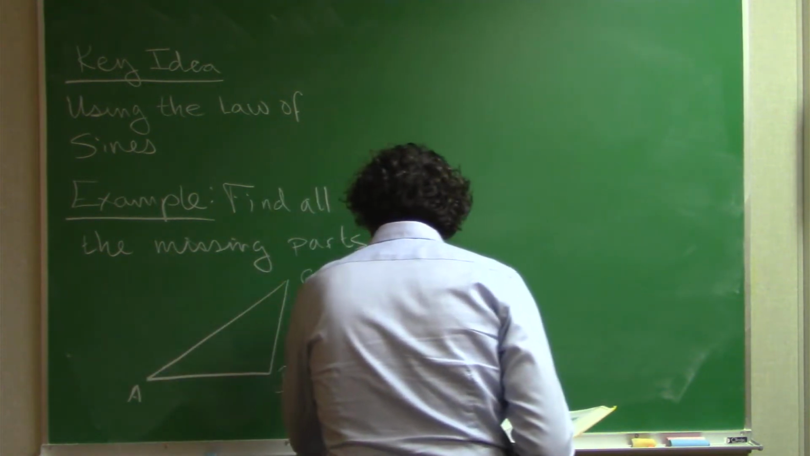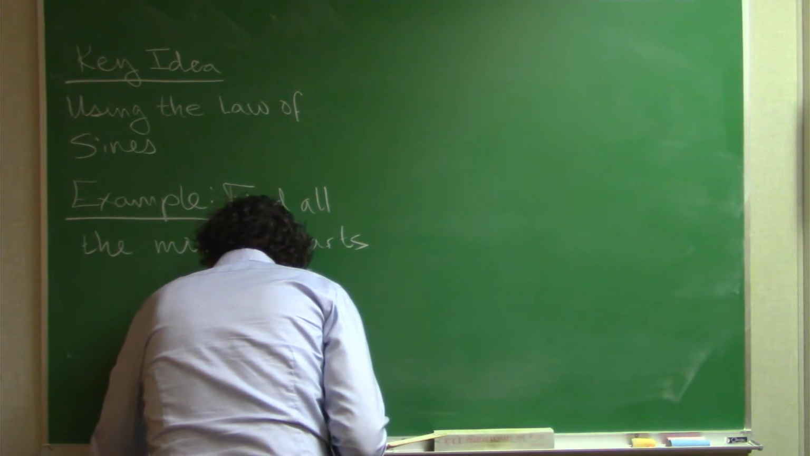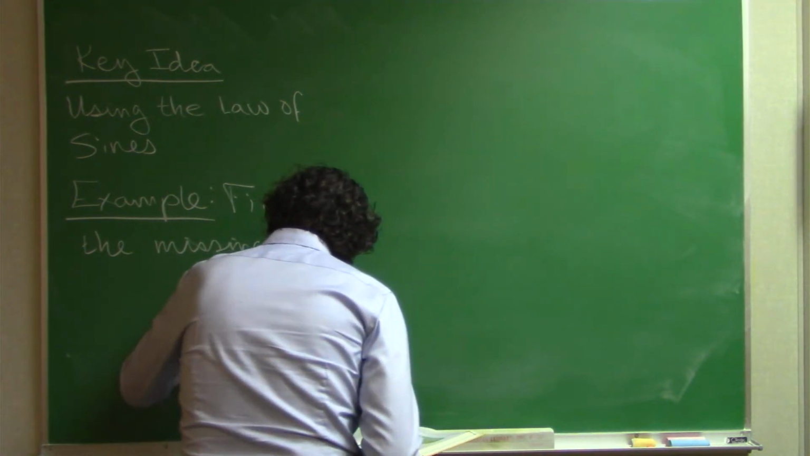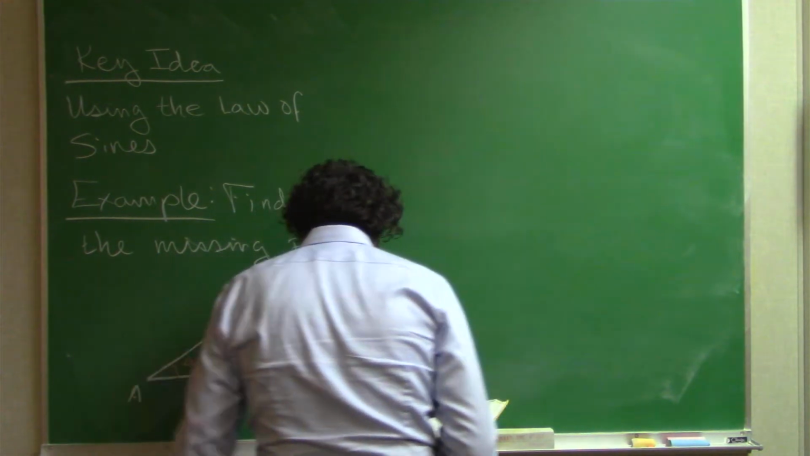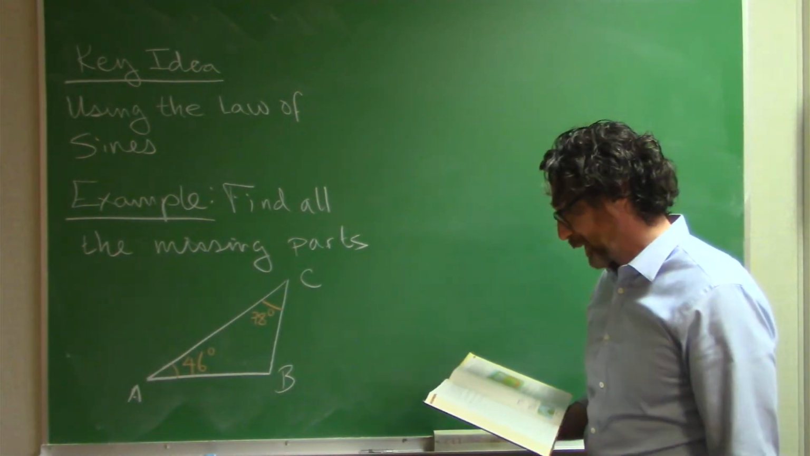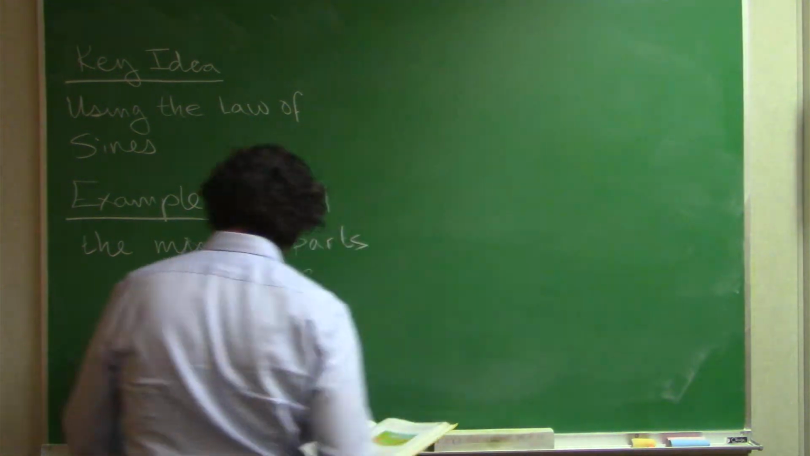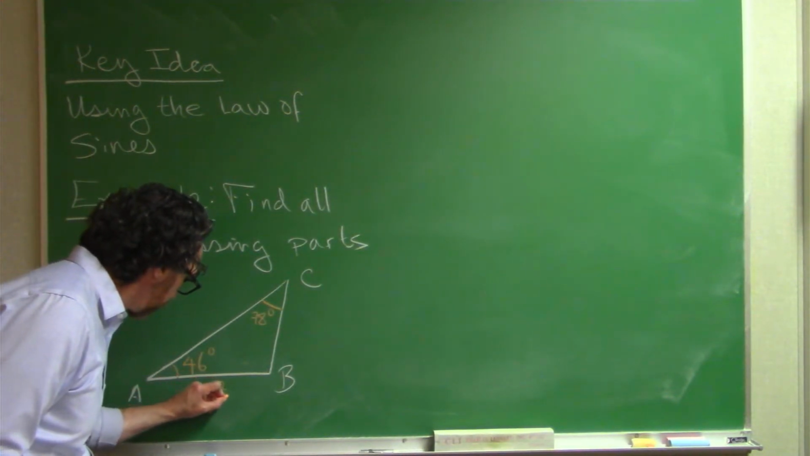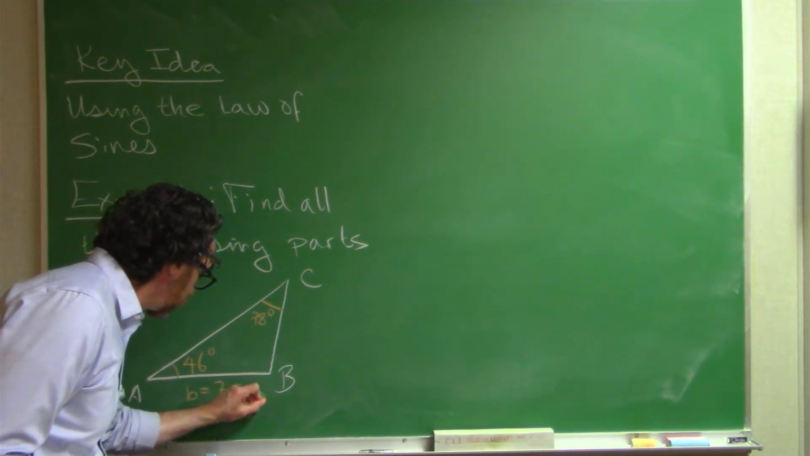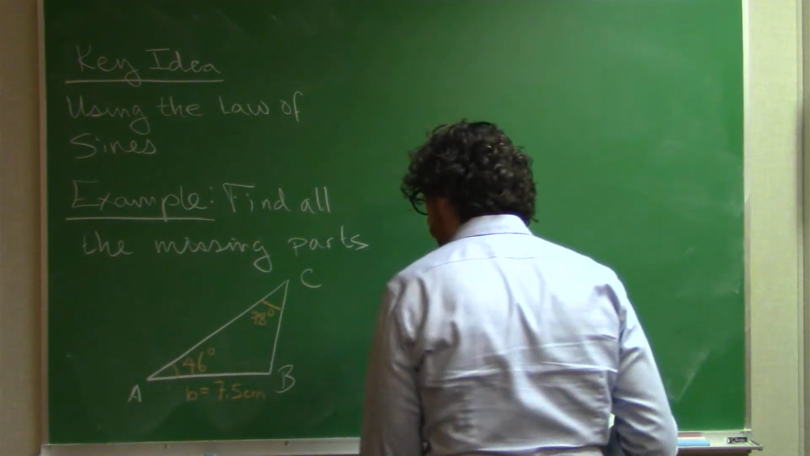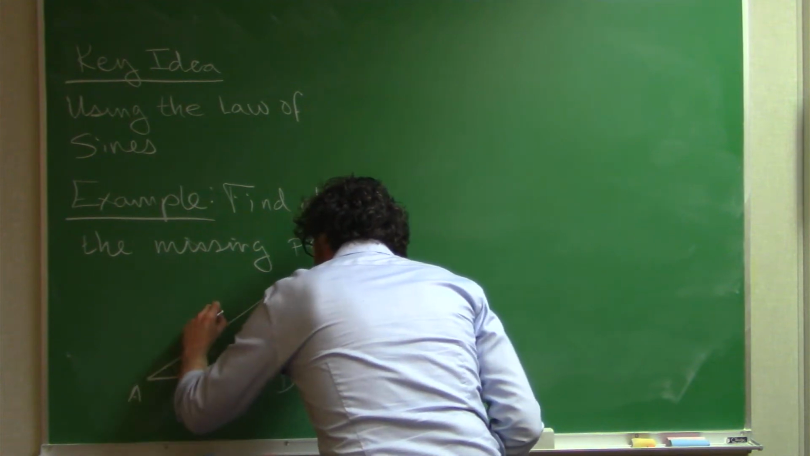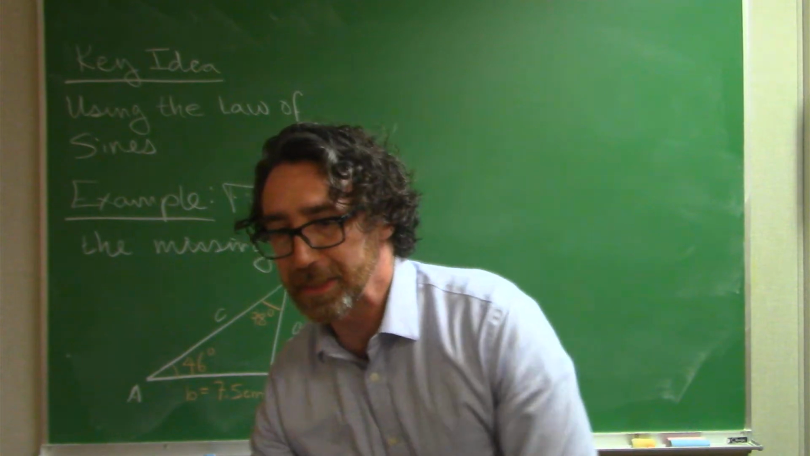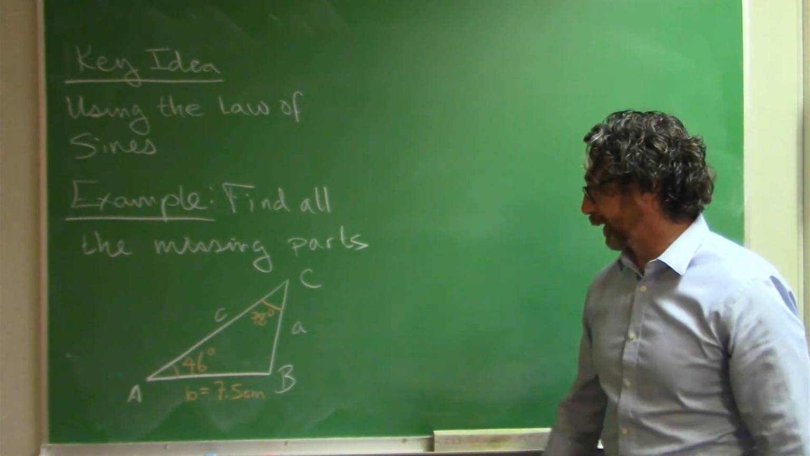They tell me that angle A is 46 degrees. They tell me that angle C is 78 degrees. And they tell me that side B is 7.5 centimeters. Okay, so I will need to figure out side A. I'll need to figure out side C, and I will need to figure out angle B.